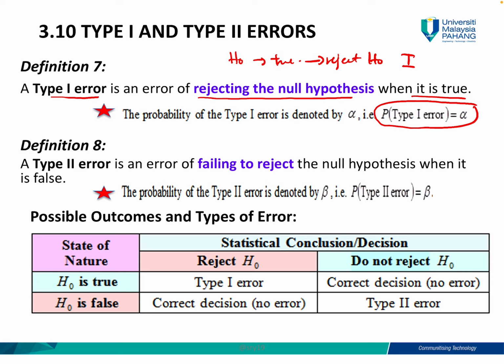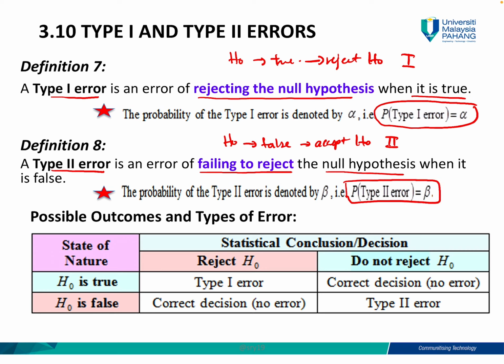Okay, next, a type 2 error is an error of failing to reject the null hypothesis when it is false. When you have H null and your H null is false, but you do not reject it, you accept the H null, it is a type 2 error. The probability of a type 2 error is denoted by beta.